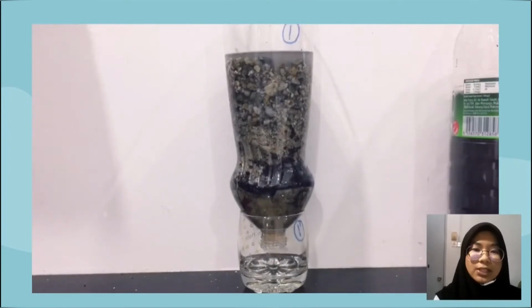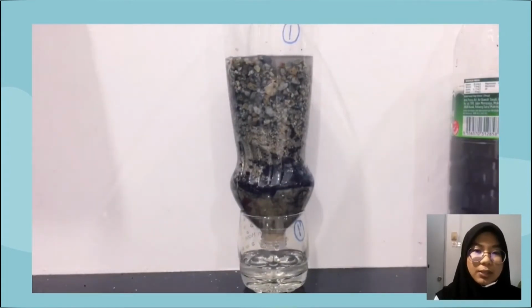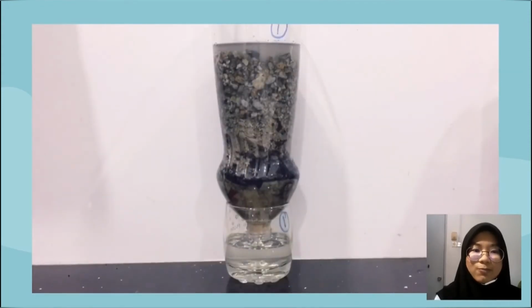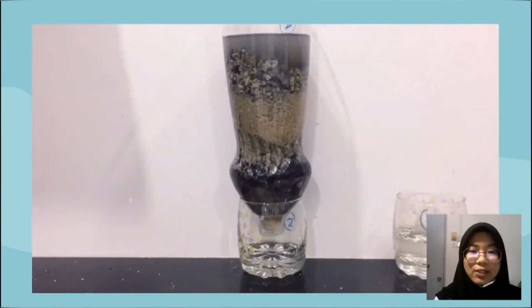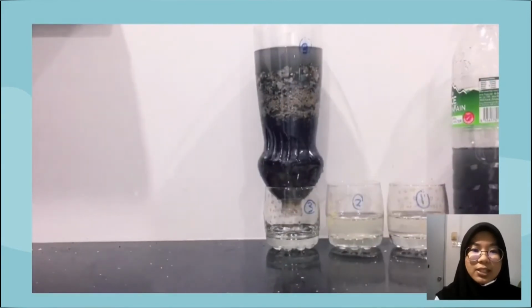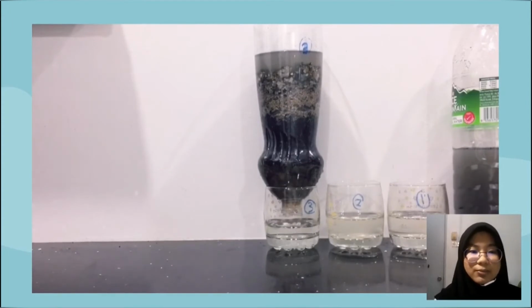As for the first design of the filter, we will be using 2 ratios of pebbles. And for the second water filter, we will be using 2 ratios of sand instead. For the third water filter, we will be using 2 ratios of charcoal.